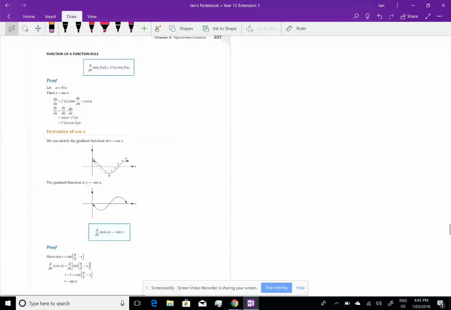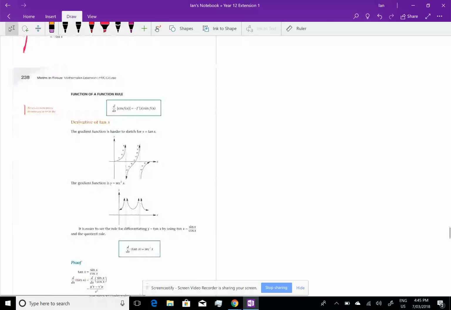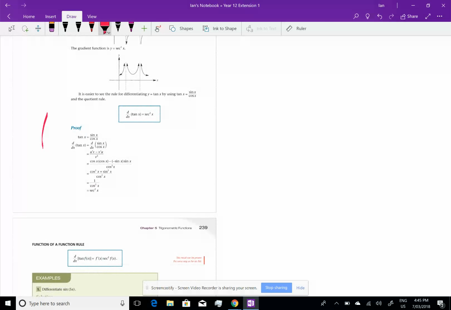Once we understand that, we can do cos, because we can use the complementary angle. Sine of an angle is cos of its complement, or cos of an angle is sine of its complement, same thing. And that's a pretty easy one to do. And then, of course, tan x, which is just sin x on cos x, and you can use the quotient rule to get that out.